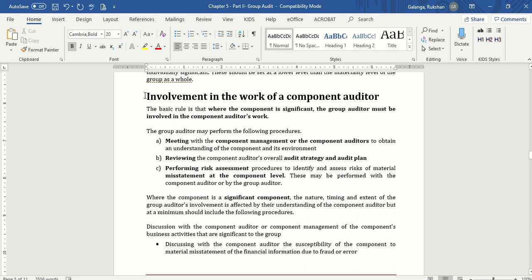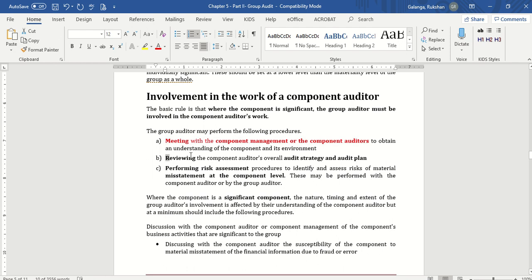Okay, so next one is involvement in the work of the component auditor. So how you get the component auditor involved, to get sufficient appropriate audit evidence for your audit work, how you use their work, how you get their help to your audit, right? That's what it says. How can the auditor do that? You can have a meeting with the component management or the component auditor. You can just meet them, talk with them. The component auditor, you can talk to the component auditor, right?